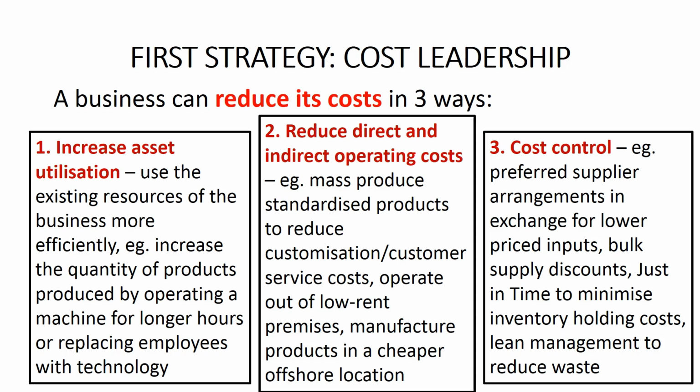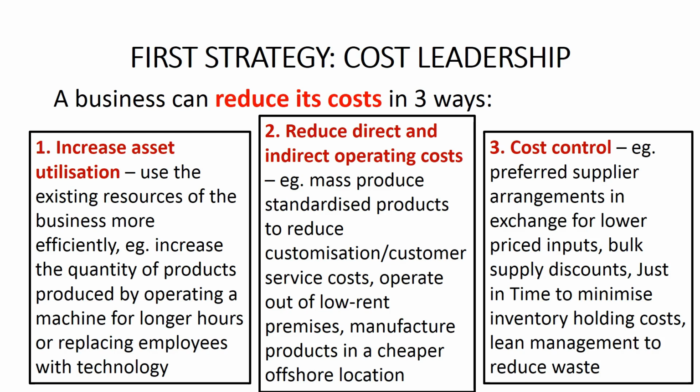Another means that can be used to control costs is just in time. Just in time means that you purchase inputs just as you require them, so you probably won't get a bulk supply discount. However, the benefit of just in time is that it minimises inventory holding costs. You don't have large amounts of inputs or work in progress or finished products that you are holding. And that means that you are reducing your storage costs.